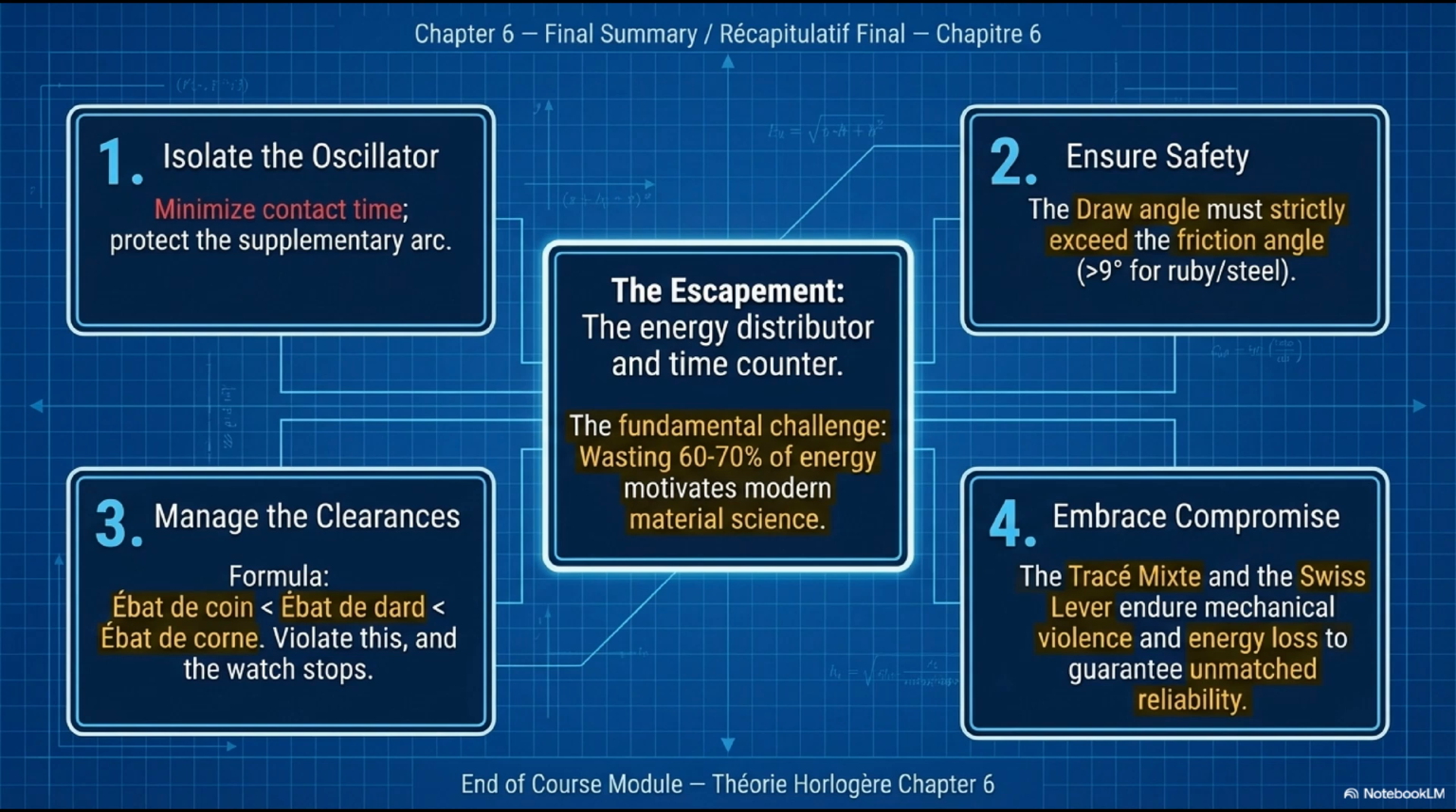Principle 2, ensure safety. The draw angle must strictly exceed the friction angle, greater than 9 degrees for ruby on steel. Below this minimum, any shock can displace the fork and cause a reversal. Above the maximum of 16 degrees, unlocking becomes mechanically impossible. The 13 to 16 degree design range is the narrow corridor between 2 catastrophic failure modes, and operating within it is non-negotiable. Principle 3, manage the clearances.